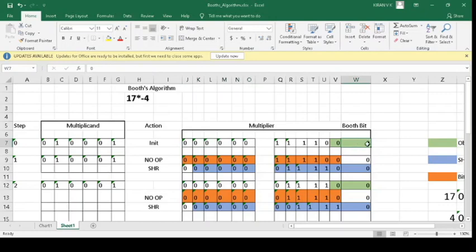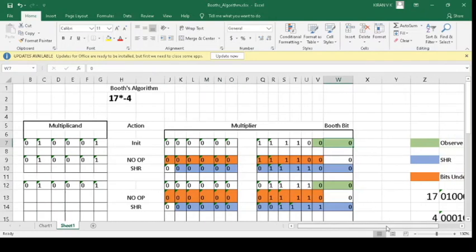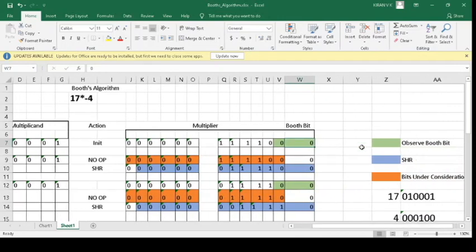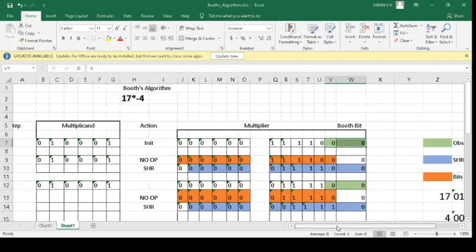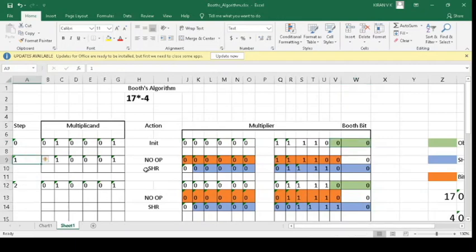Now what should be done here? We should observe the sequence to determine the next operation to be performed in the next iteration. So we are observing the sequence of the Booth bit and the adjacent LSB of the multiplier, and both are of the same pattern. So as we have seen earlier, in the first iteration, no operation is to be performed on the multiplier. Note that in Booth's algorithm, operations are always performed on the multiplier, and that too, addition or subtraction is done on the left hand side of the multiplier.